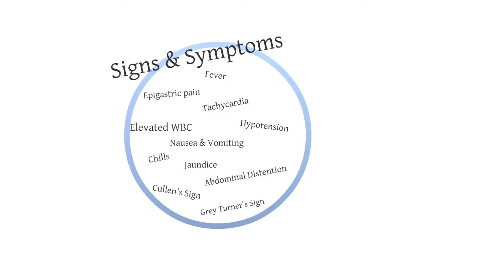More severe signs include Cullen's sign, which is ecchymoses seen around the umbilicus, as well as Gray-Turner sign, which is ecchymoses or bruising seen on the flanks of a patient. This could indicate hemorrhagic pancreatitis and needs urgent intervention. The next step is to diagnose acute pancreatitis.